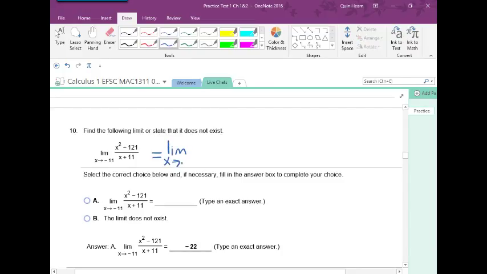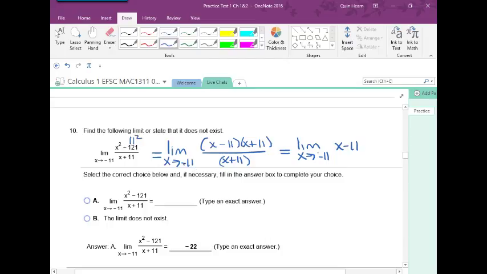So we're looking at the limit as x approaches negative 11, and in the numerator we have x squared minus 121. You might recognize that's a difference of squares, because 121 is 11 squared. So the numerator factors into x minus 11 times x plus 11, and the denominator is not factorable, so just leave it alone. But we can reduce inside of a limit. So the limit as x approaches negative 11 of x minus 11 times x plus 11 over x plus 11 reduces to the limit as x approaches negative 11 of x minus 11.